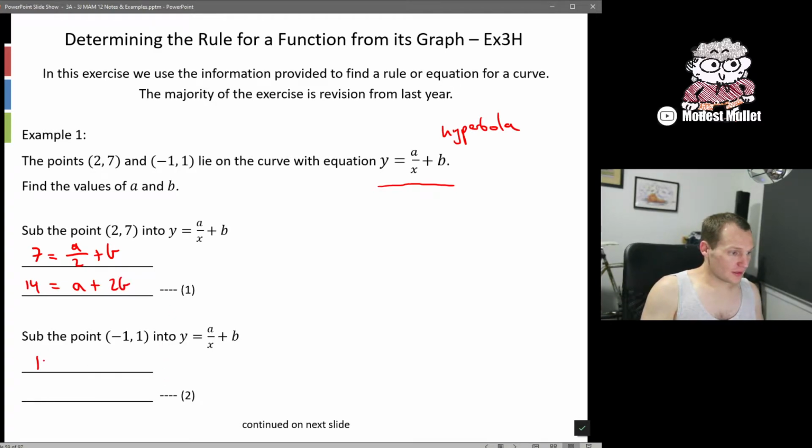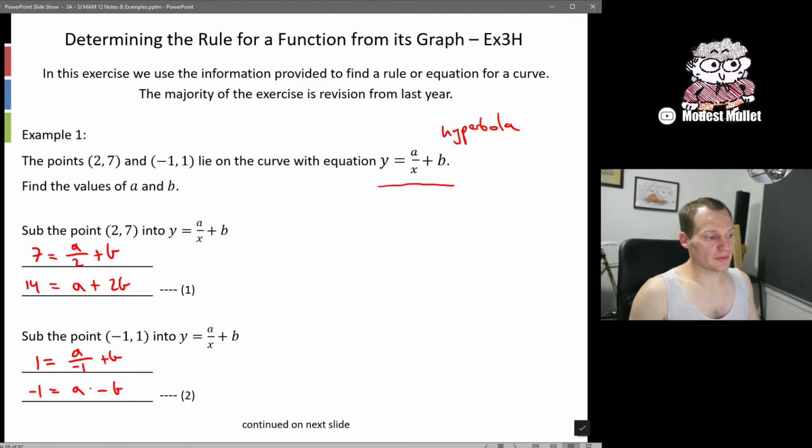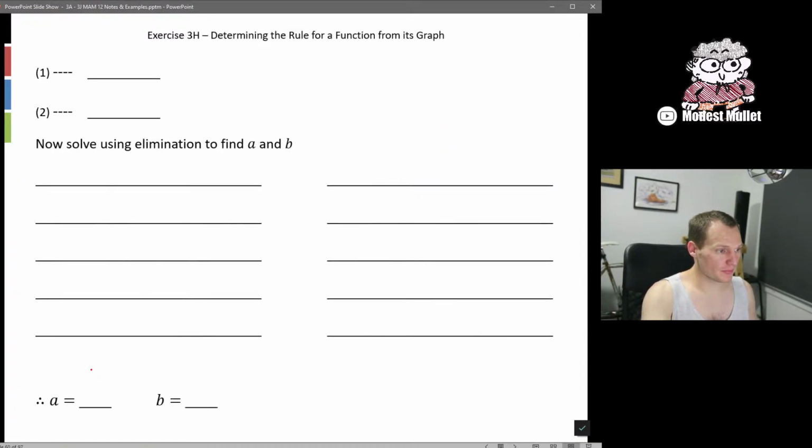The second one, I get 1 is equal to a on -1 plus b. I'm going to again multiply everything by -1 to get rid of that denominator. So I get -1 is equal to a minus b. And that's my second equation. So we'll continue on with our solving on the next slide.